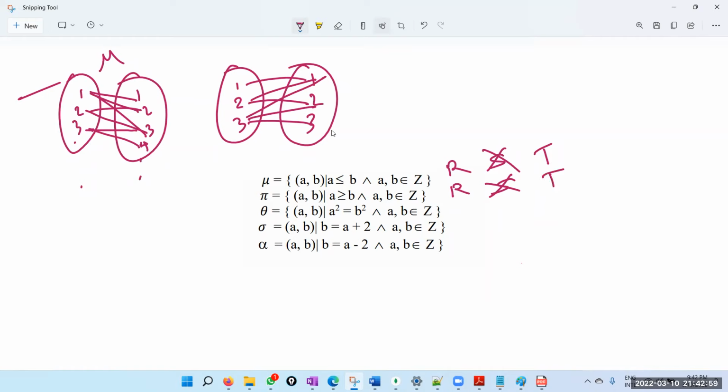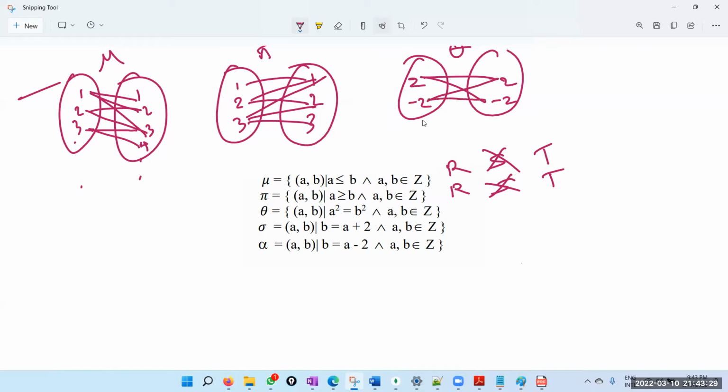Yes, transitive. Right. So next one, C or theta. So this is 5. Theta: A squared equals B squared. So if you take 2 to 2, 2 to minus 2, because 2 squared equals minus 2 squared. So if you have minus 2 to 2 and minus 2 to minus 2. Similarly, you have for 3 and minus 3, 4 and minus 4, etc. Okay. So that is another set. For example, 3 to 3, 3 to minus 3.